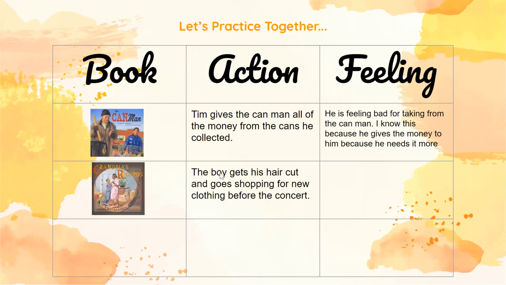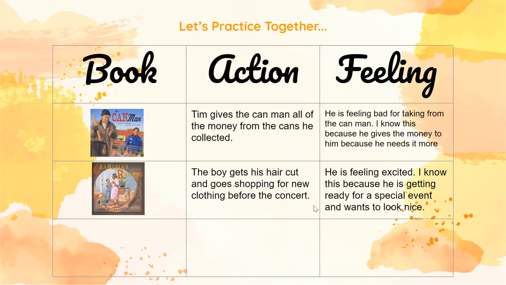In Grandma's Records, the boy gets his hair cut and goes shopping for new clothing before the concert. He is feeling excited. I know this because he's getting ready for a special event and he wants to look nice. So the action is that he went shopping and got his hair cut. That shows me, it leads me to realize he's feeling excited.